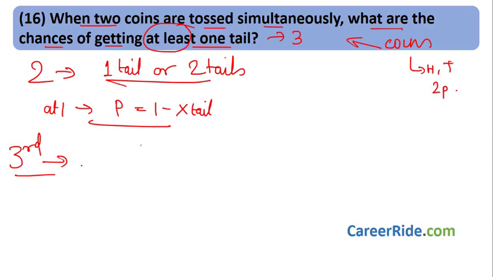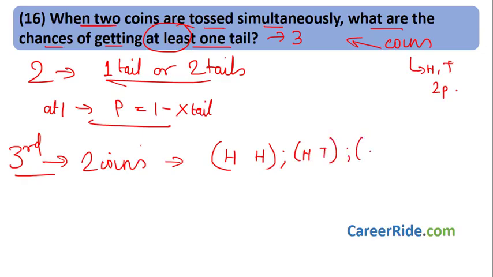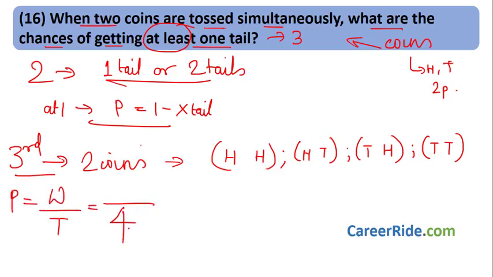What is given? Two coins are tossed, correct? So what will be the possible results for the two coins? Either the first will give head and the second will also give head, or the first will give head and the second will give tail, or first will give tail, second will give head, or first will give tail, second will also give tail. These are the only four possibilities. So total possibilities are how much? What is probability? What I want divided by total possibilities. Total possibilities are 4, correct?